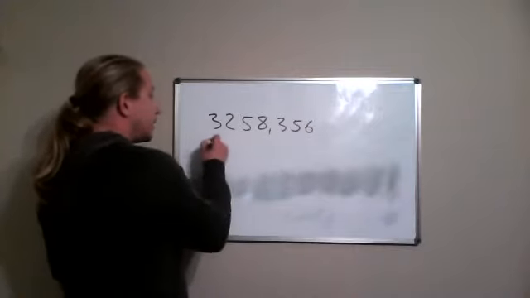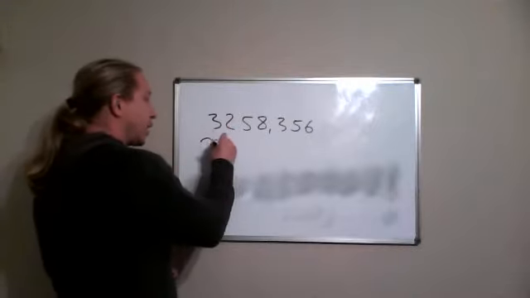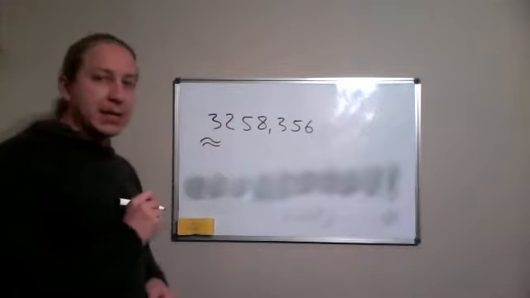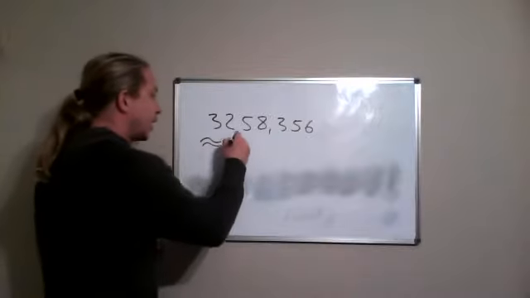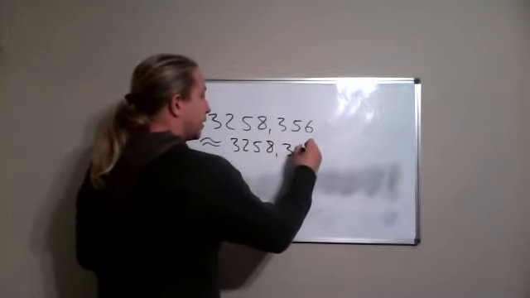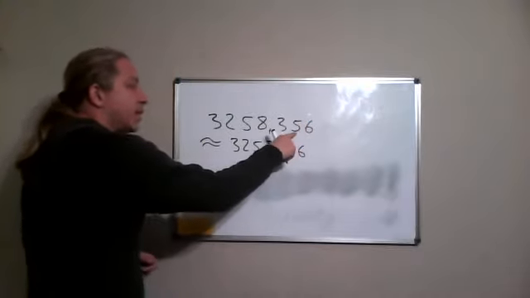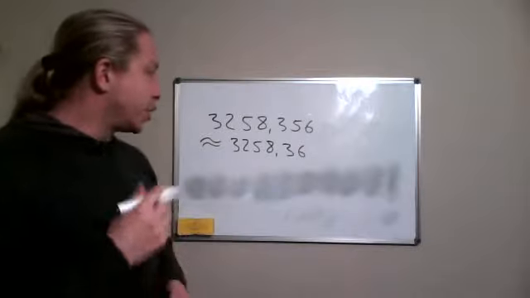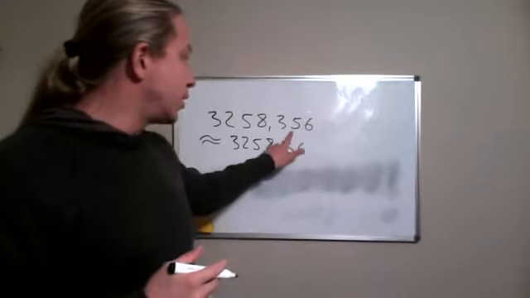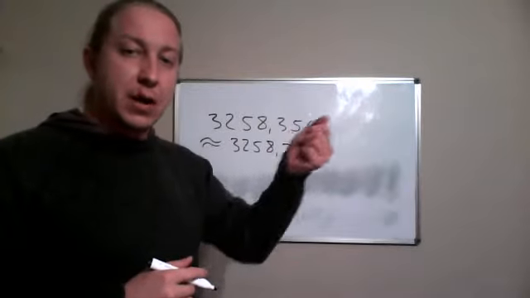So now we can't say equals because the two don't equal. We're rounding it off. So you have to give me wavy equal signs like that, saying approximately 3258.36. So that 6 added one more to this 5, and that 5 became a 6. Because 56 is closer to 60 than it is to 50. So we round it up.